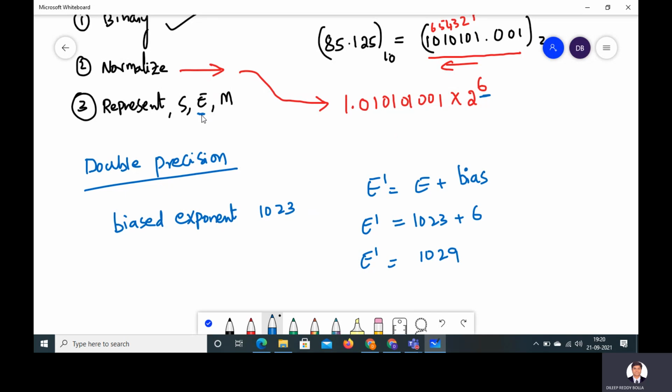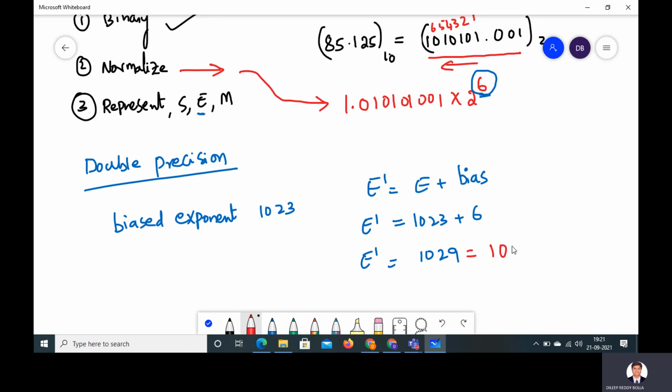The exponent value will be 1023 for double precision, as we discussed earlier, and the bias part is what we got here in the normalization that we are representing here. So we are able to get the E dash. Now one more step here is how to represent this in binary. We need to represent this in binary. The equivalent value of 1029, we have already seen that.